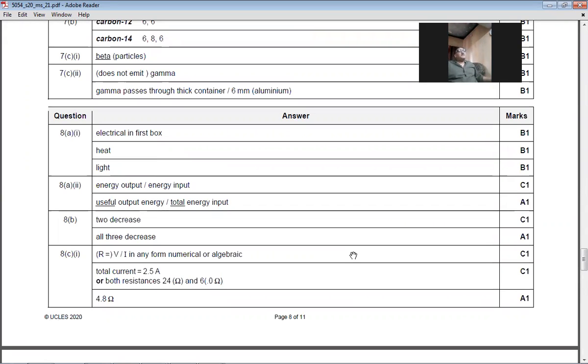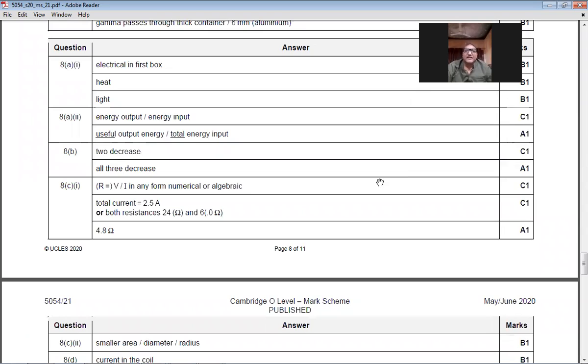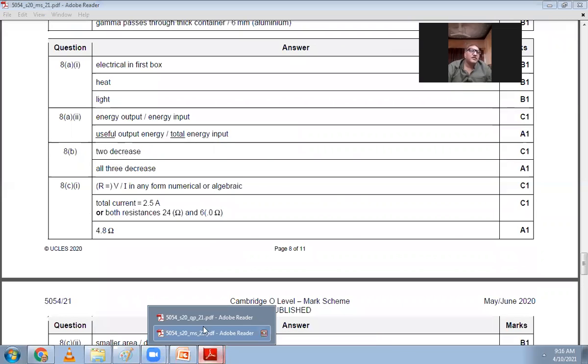So 8A first part, electric in the first box, heat, light. 8A second part, energy output divided by energy input, but the actual words which you have to say are useful output energy. It's a must. You should say useful output energy divided by the total input energy. Then the next question is 2 decrease. If you write all 3 decreases, you will get full marks. The current will decrease, the voltage will decrease, the power will decrease. Okay, let's move to the next.